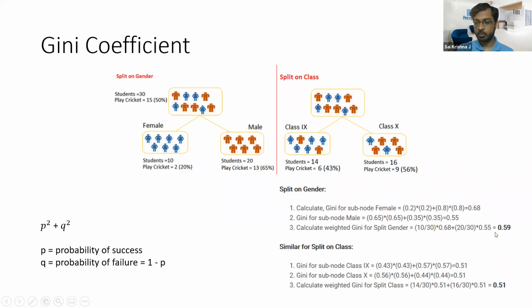And then what you do is you compare this 0.59 and the 0.51, and you determine that gender is the right variable on which to split the data because the Gini coefficient is higher for gender. Okay. So this is how you use the Gini coefficient metric to determine which is the right variable to achieve that split. Any questions here on this technique?